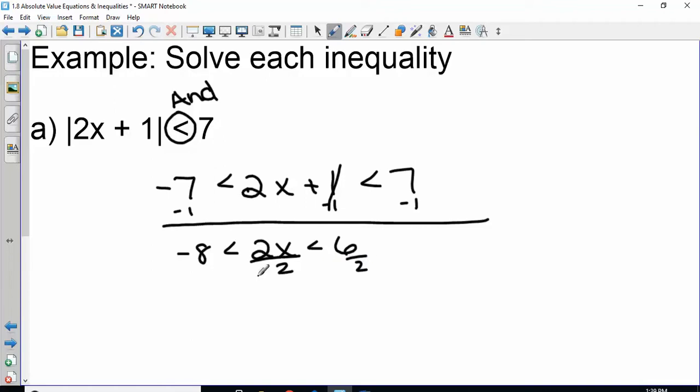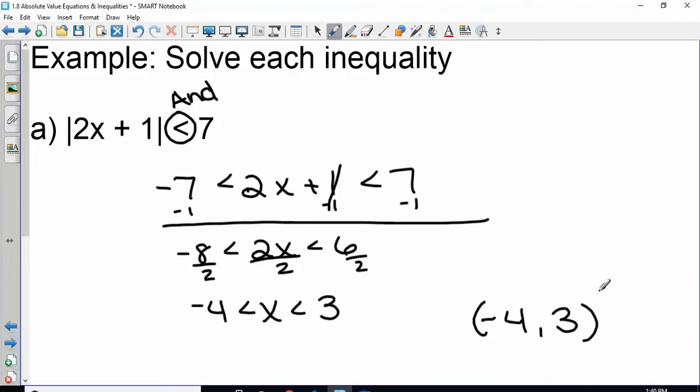Okay. And then divide by 2. Now, I don't want you to write it like this for your final answer. What do I want you to write? The interval. This one, it's everything between -4 and 3. When it's an and, you're going to get just a single interval like this.